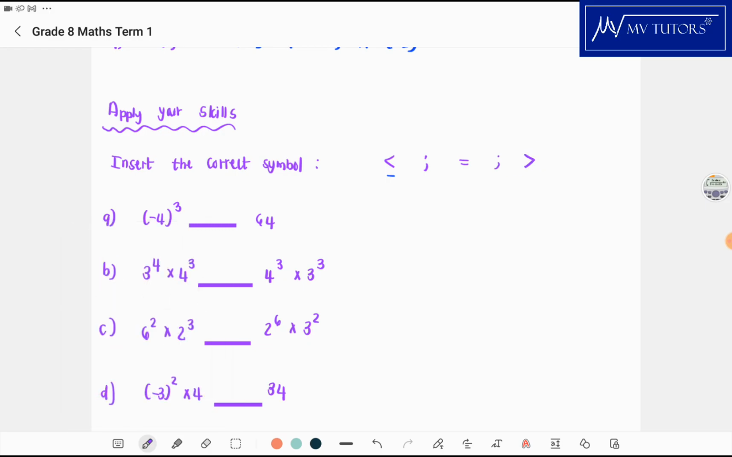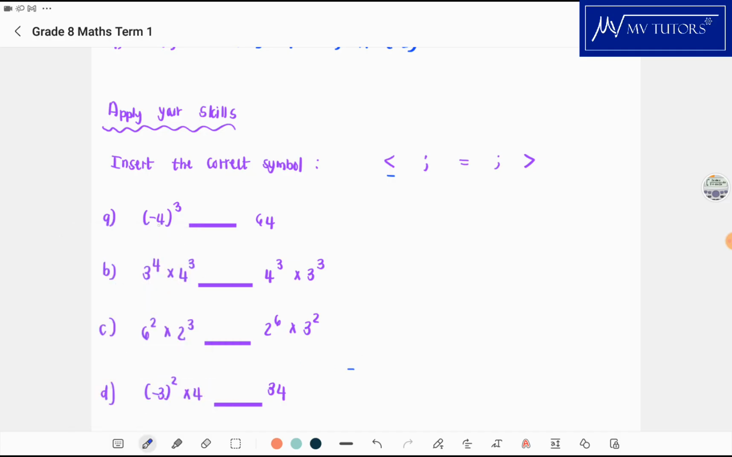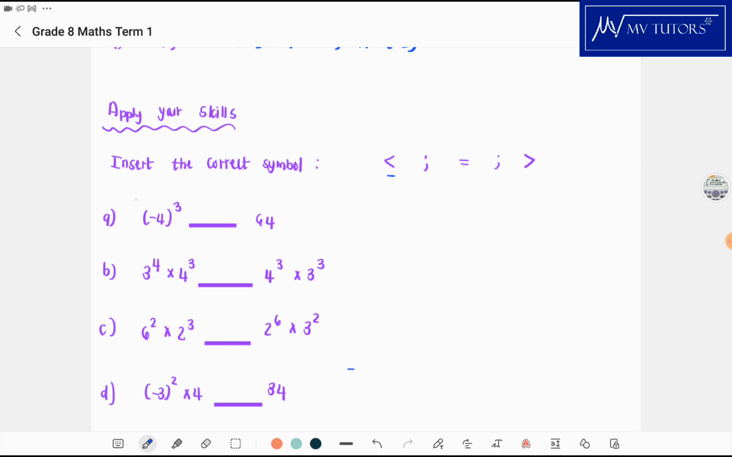So which one are we going to use now? First one, A, we have minus 4 to the power 3. So that's basically minus 4 times minus 4 times minus 4. And that should give us minus 64. Okay, so we see that is minus 64. So you can write it for yourself somewhere. So minus 64 and 64, are they equal? Definitely not. Minus 64 is smaller than 64. So the bigger one is 64. Okay, 64 is greater than minus 64.